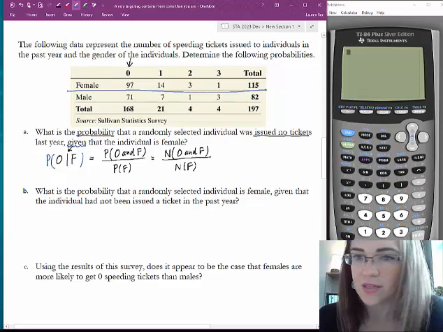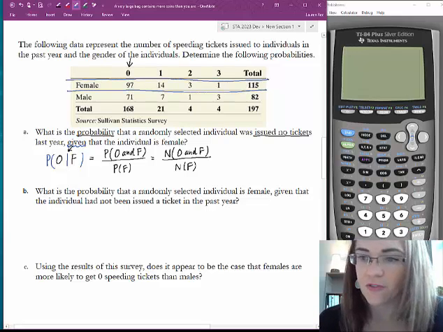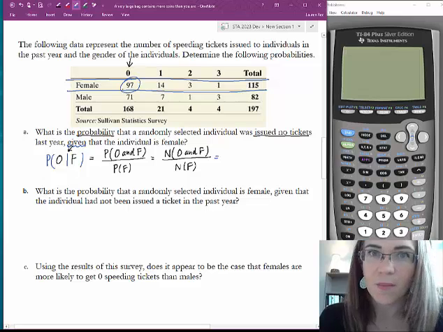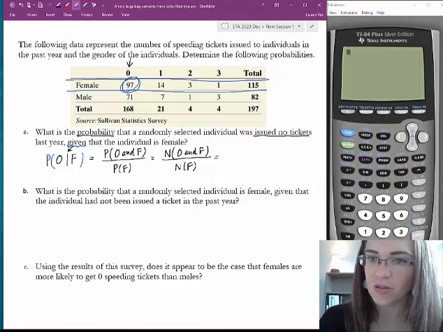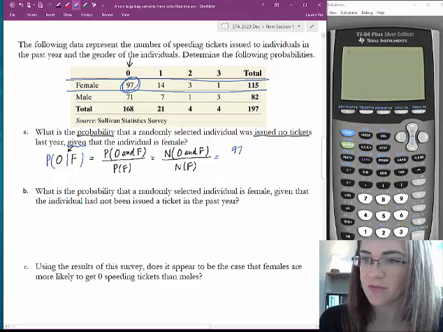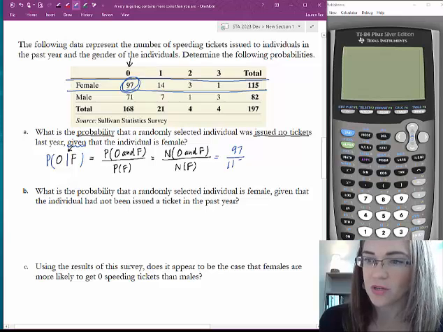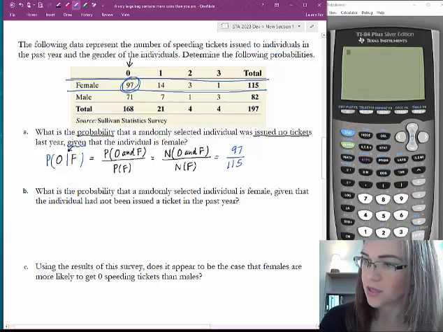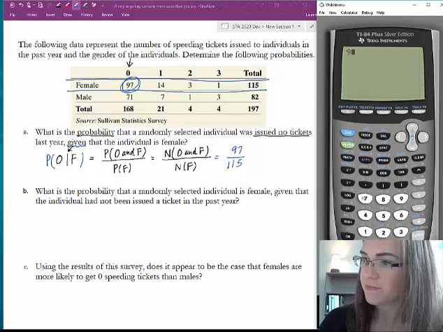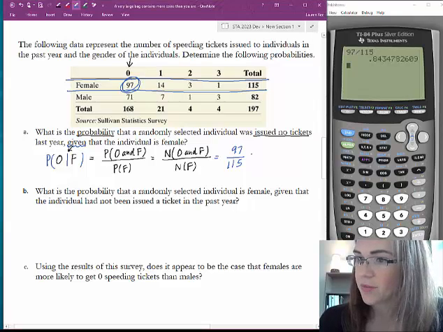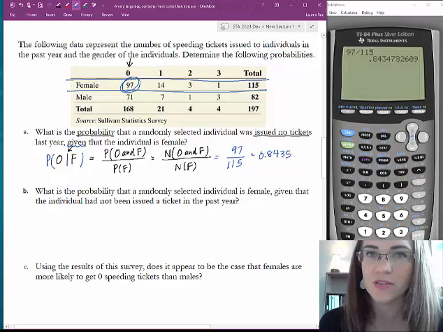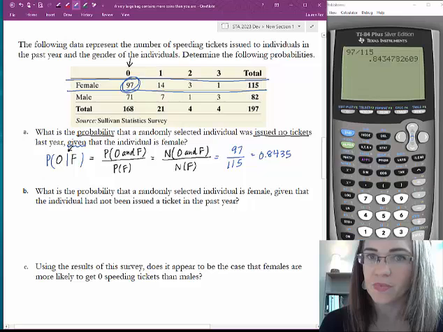So remember, we're looking only at this female column, and from those females, we want the number that got 0 tickets or received no tickets. So the number of 0 ticket and female event that overlap is the 97, and the number of females total are 115. So together that makes 97 divided by 115 is a probability of 0.8435 to 4 decimal places.